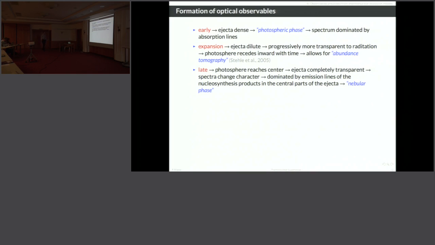Nonetheless, it's important to take data on this Nebula phase, because this is actually the phase where the inner part of the ejecta are tested, where the explosion took place. So this is perhaps a place where we could learn much about the actual explosion mechanism.